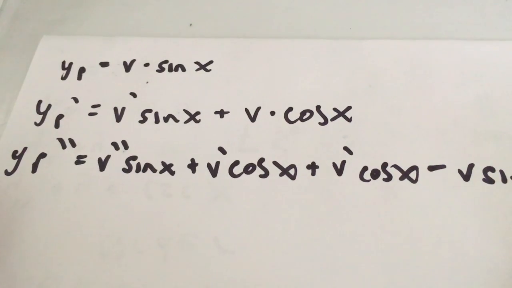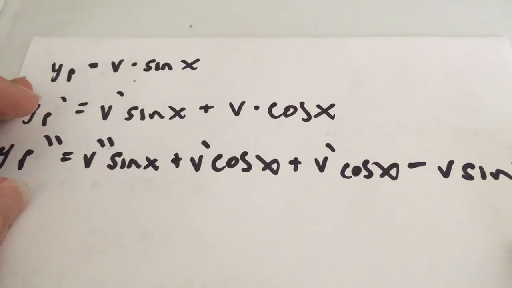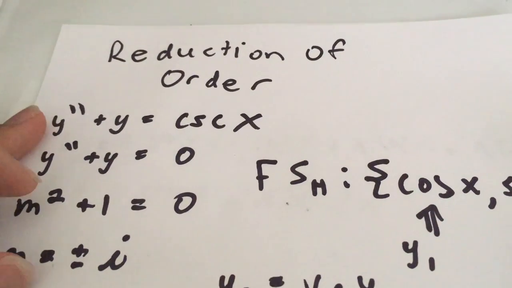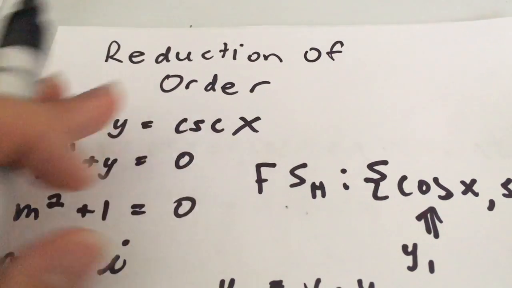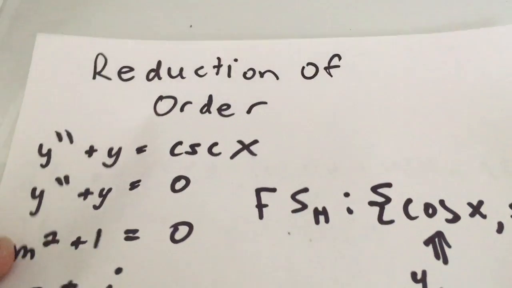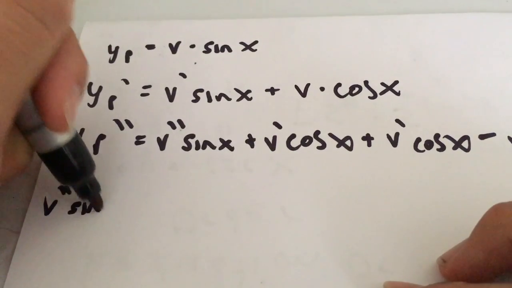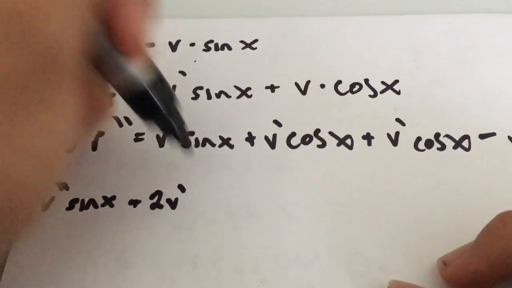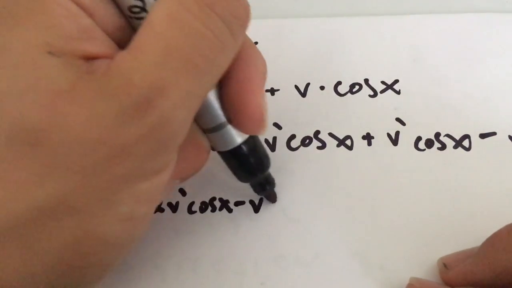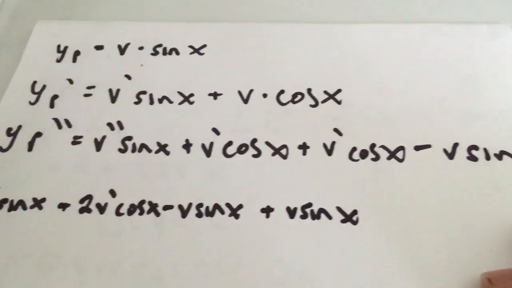Now, after we have our yp prime and our yp double prime, we are going to reinsert these back into our original equation of y double prime plus y equals cosecant of x. Now, in this case, we don't even need our yp prime, but we'll only need yp double prime and yp. So it'll look like this. v double prime sine of x plus 2v prime cosine of x minus v sine of x plus v sine of x equals cosecant of x.